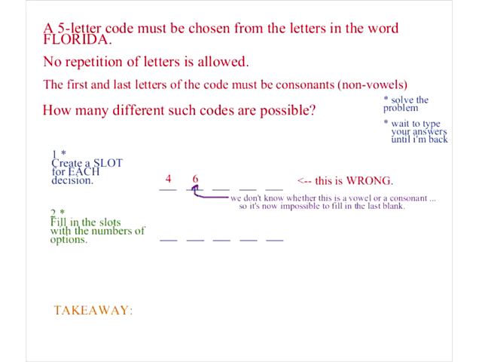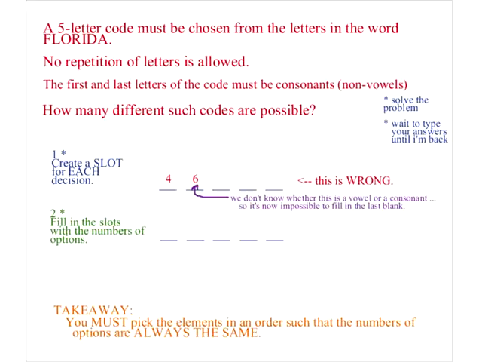Takeaway: you absolutely must pick the elements in an order such that the numbers of options are always the same. In other words, if I pick a consonant here and a consonant here and a vowel here, there's only going to be 1 consonant left over. So this would be a 1. But if these are all 3 vowels, this one and this one, then there'll still be 3 consonants left over. So that means there's basically going to be a big fat question mark.